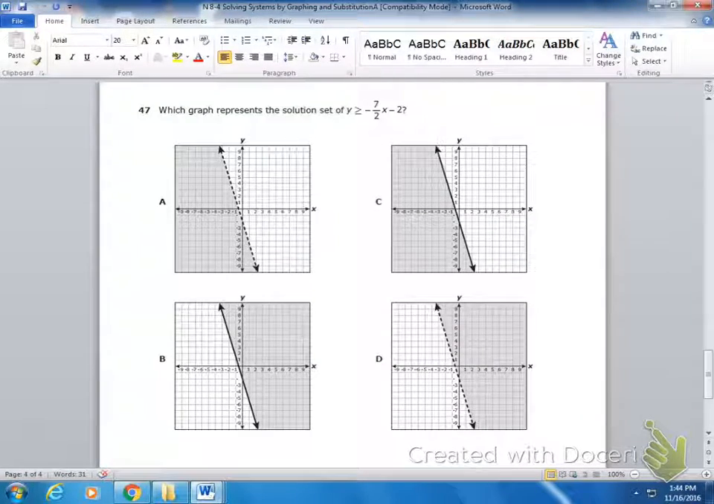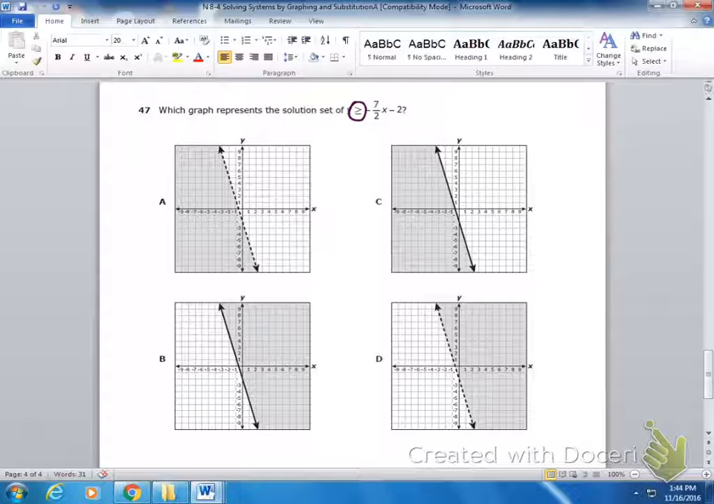Oh, man, this is a no-work question, guys. You have to remember a couple little things. Now, every one of these graphs is essentially exactly the same. So using the slope and the y-intercept is not going to help us. What will help us is this.